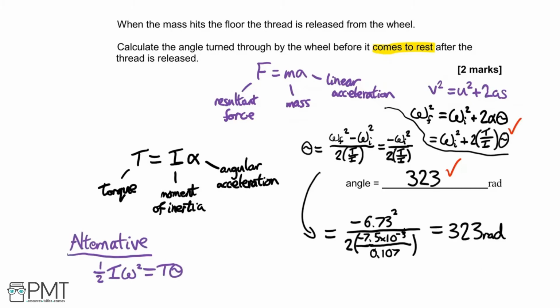You can see the similarities there, where we're squaring the initial angular velocity, the 6.73. You've got the factor of 2 in there. You've got the moment of inertia, you've got the torque. You're effectively doing the same calculation, but you're just using a different line of reasoning to get there. So this alternative method uses energy, whereas we've used kinematic equations and Newton's second law in angular form. So 2 marks there.